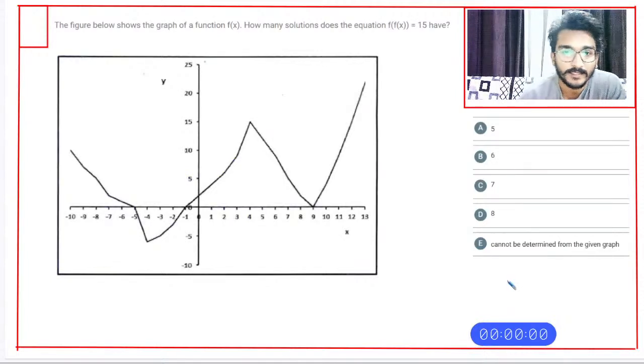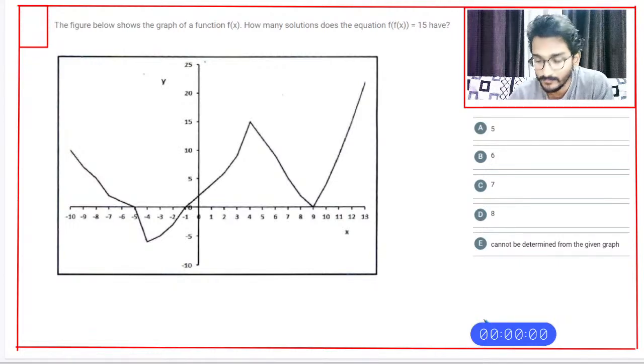Here it is. Try this question. As you can see, this question is based on function and graph. Try it out. All the best.